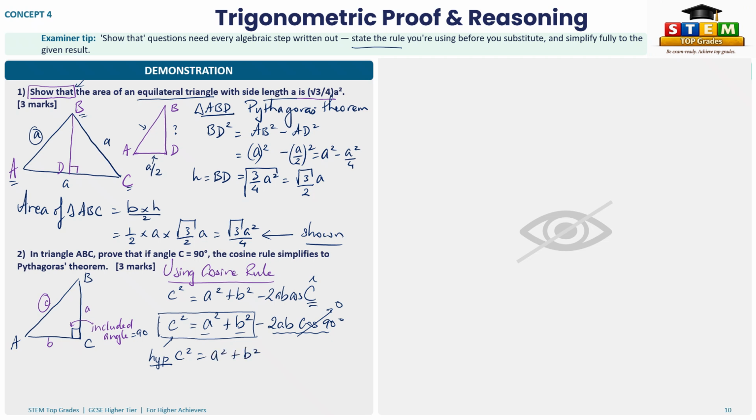This becomes the resulting equation, which is the Pythagoras equation, because it's a right angle triangle. So this therefore confirms that we have got the Pythagoras equation. So this is proved.